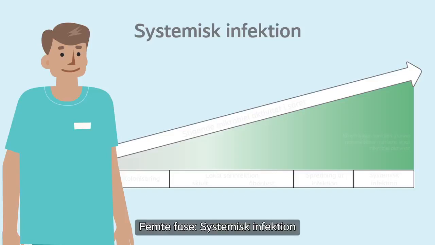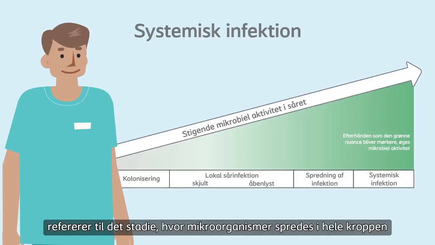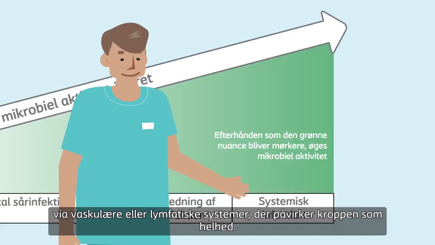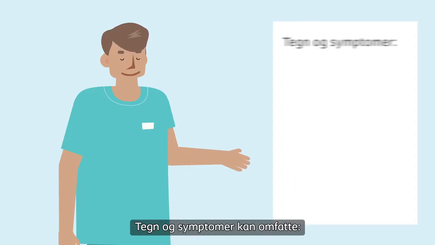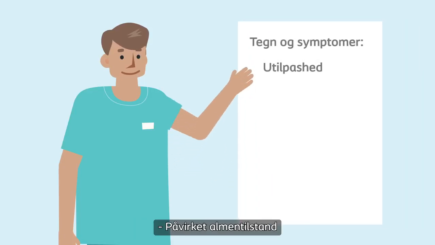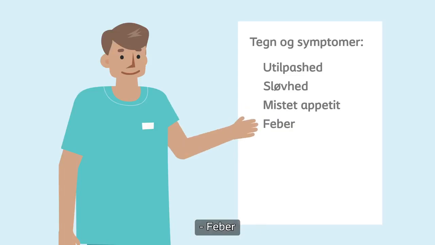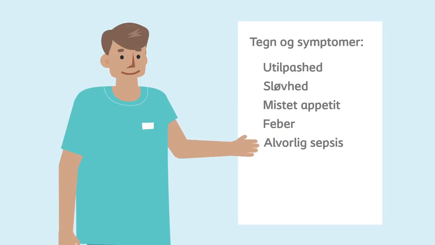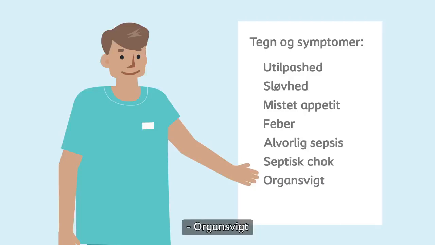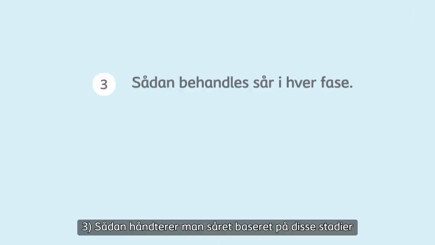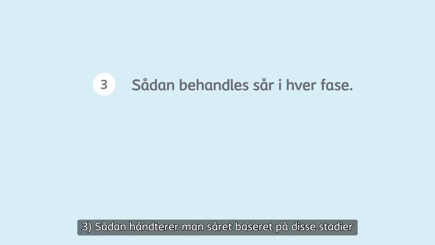Fifth stage, systemic infection, refers to the stage where microorganisms spread throughout the body via vascular or lymphatic systems, affecting the body as a whole. Signs and symptoms may include malaise, lethargy, loss of appetite, fever, severe sepsis, septic shock, organ failure, death. 3. How to manage the wound based on these stages.